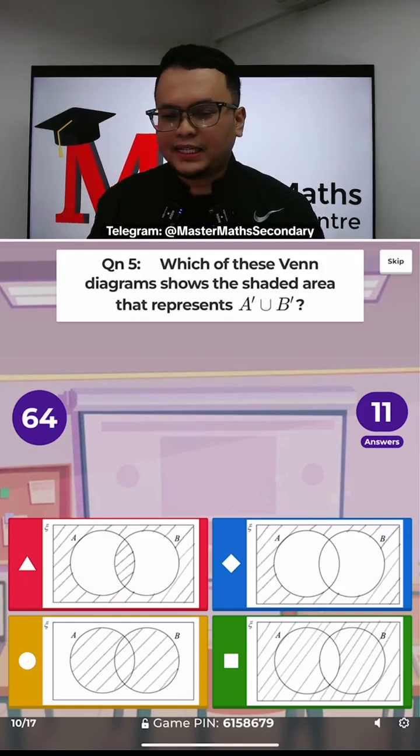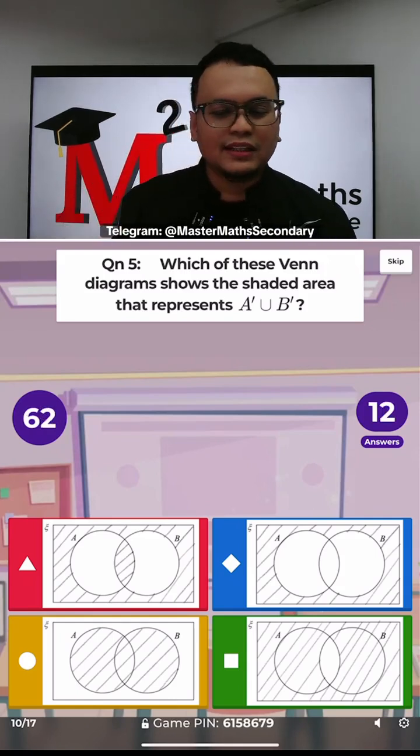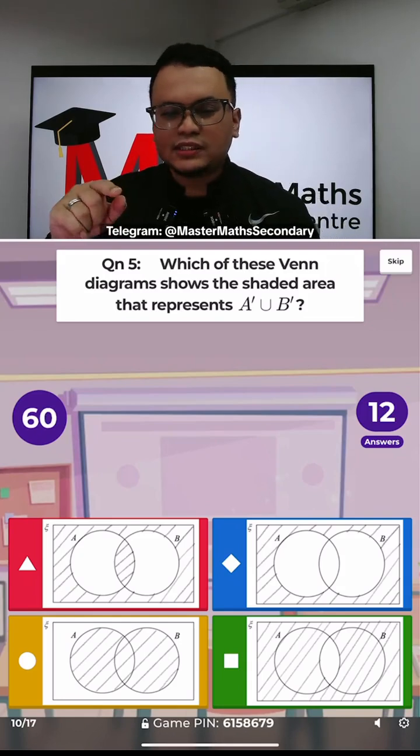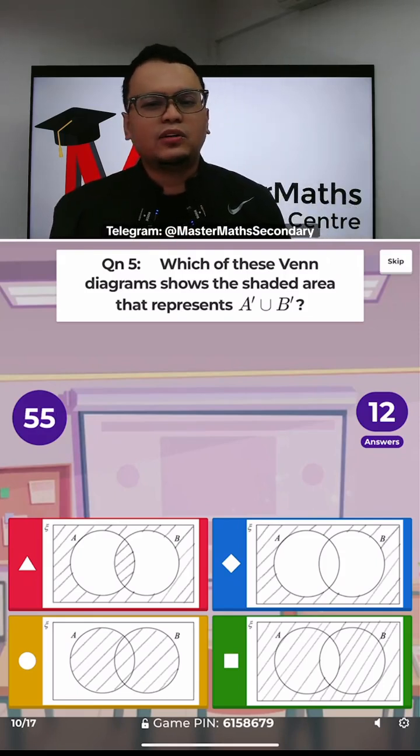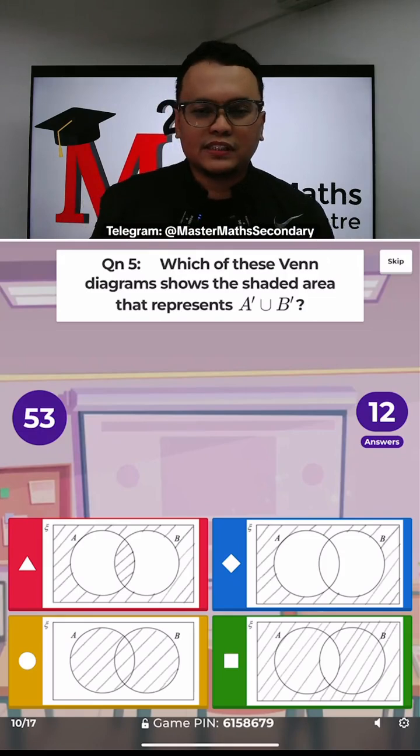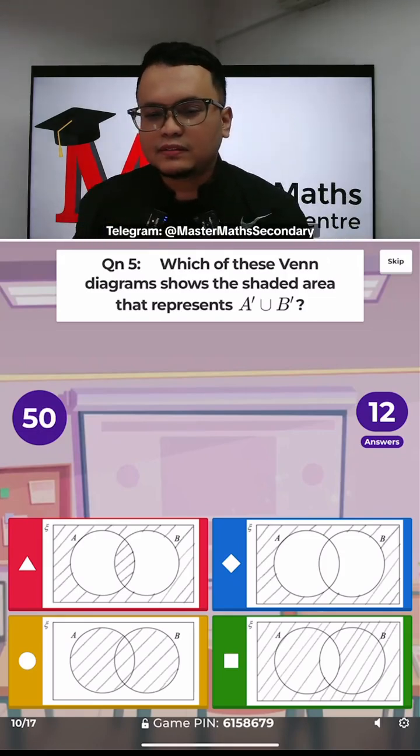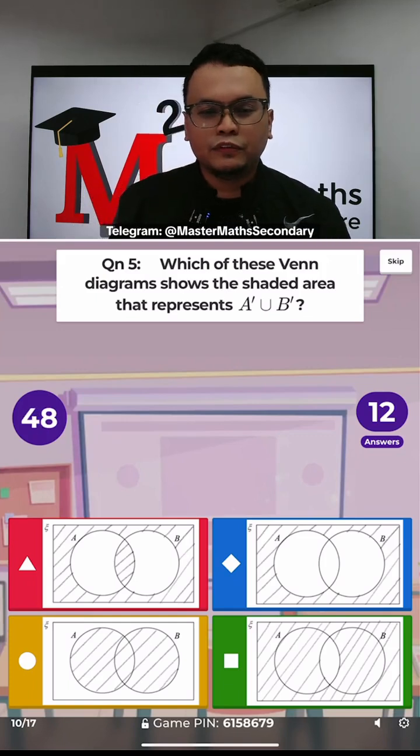Now bear in mind that we're dealing with a union, not an intersection. So union translates to an OR. And when it's a union, when it's an OR, as long as you fulfill one of the conditions, it's fine. You don't have to fulfill both conditions.